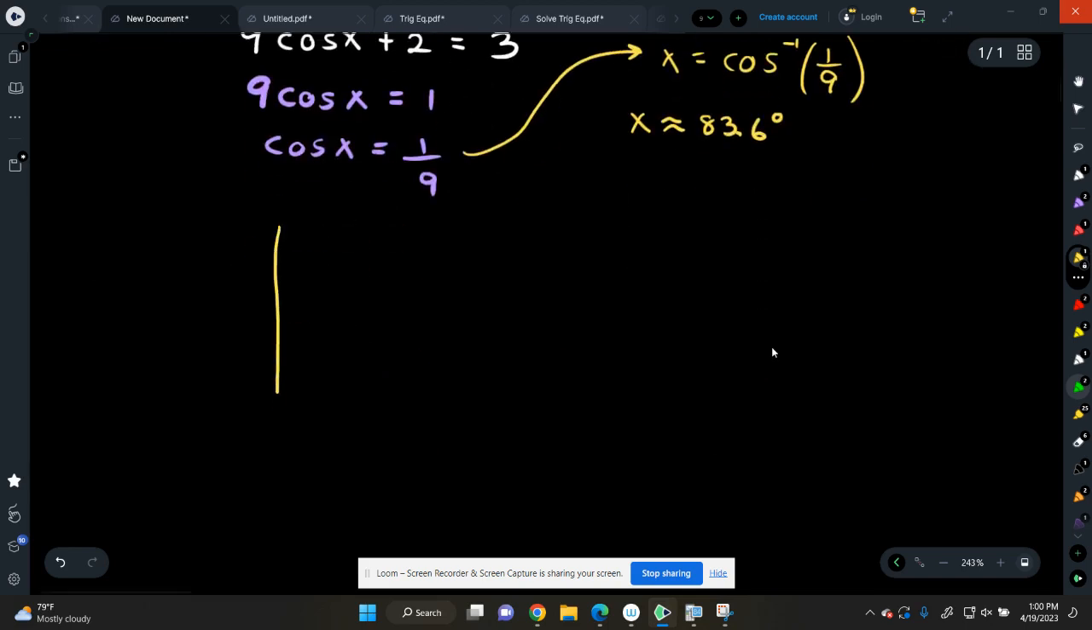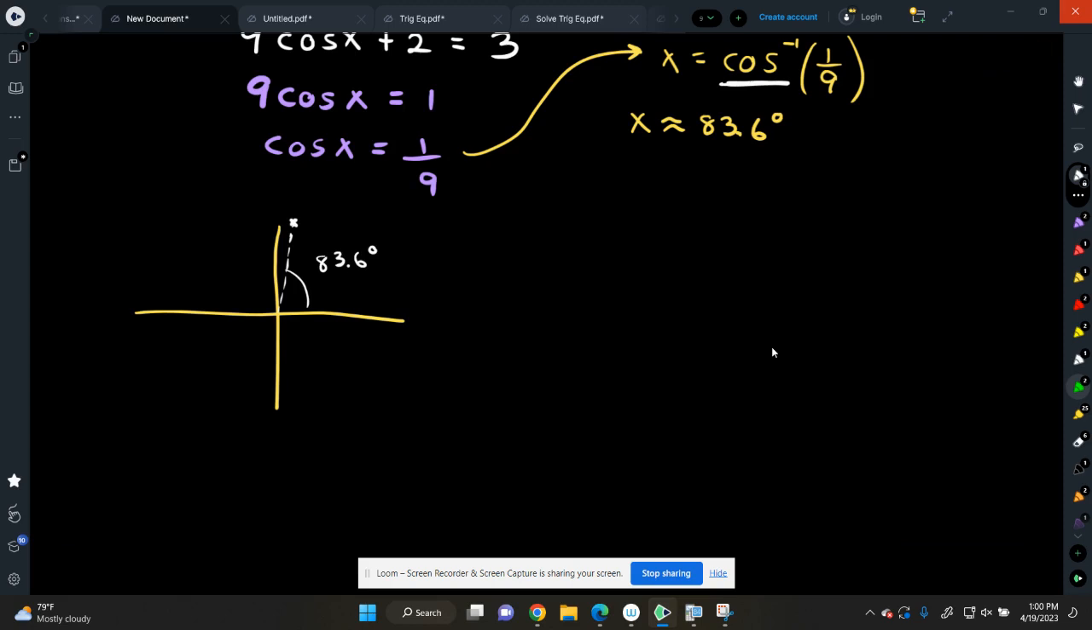So let's look at the unit circle again. We'll use that as our guide. 83.6 degrees. Well, that's going to be like here, right? This reference angle here, there's my 83.6 degrees. This is cosine. Cosine is positive there. Where else? This is quadrant 1. What other quadrant is cosine positive? 4. So that means in quadrant 4, I need to use that same reference angle of 83.6.